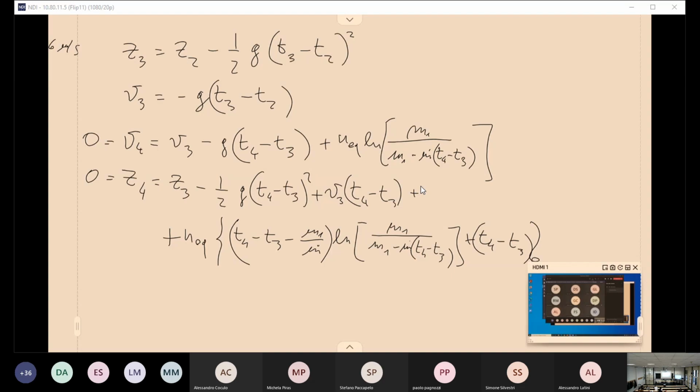So what we do here, this one is simpler, the first one. I can make a substitution here of V3, and at the end I can solve for T4 minus T3. I call this tau. So I take this equation, 1 and 2. I take 1, V3 equal to something that only depends on T4 minus T3. I replace it in here, and as a final result, I have a single equation in tau, T4 minus T3.